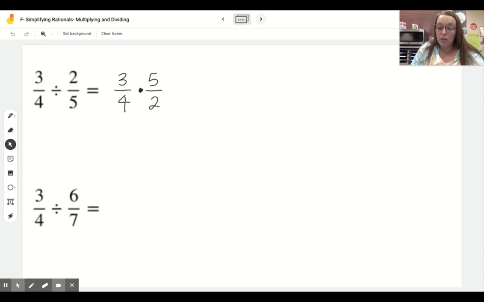Those two things are equal. So when you're dividing by a fraction, you can multiply by the reciprocal, the flipped version, and it's the same thing. And then we just get 15 over 8, which cannot be simplified.